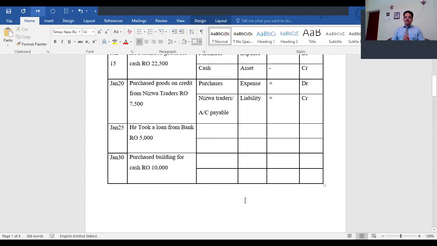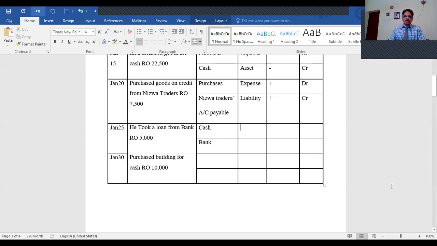Ali took a loan from bank. 5,000 riyal, he took a loan. So what will happen? Ali is taking a loan of 5,000 riyal from bank. So two accounts are involved: one is loan from bank or bank loan, second is cash. You can write cash first or second, no problem. These are the two accounts involved in this.